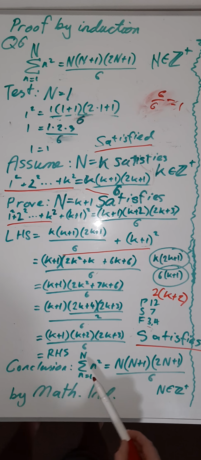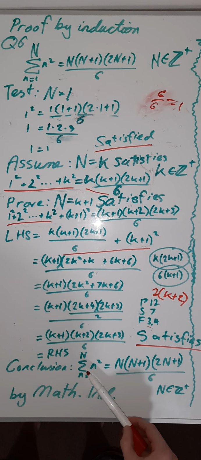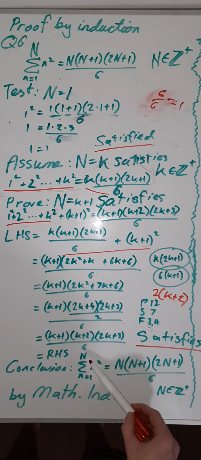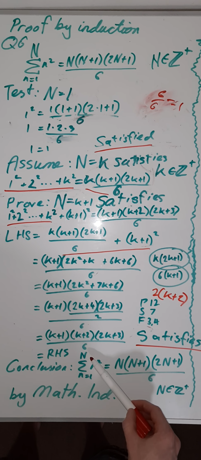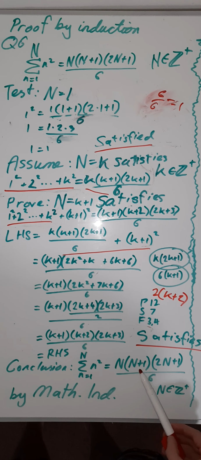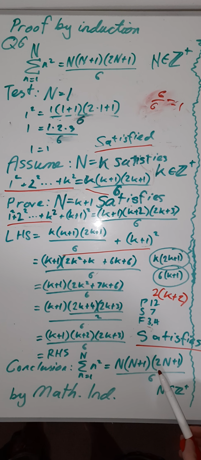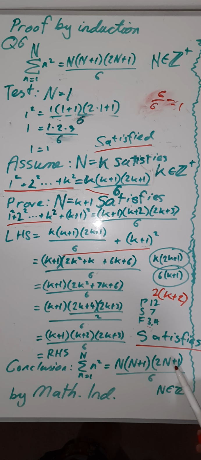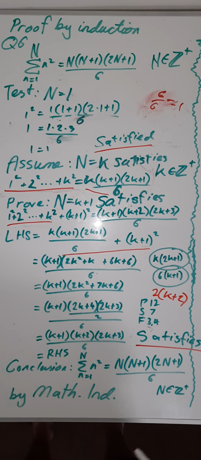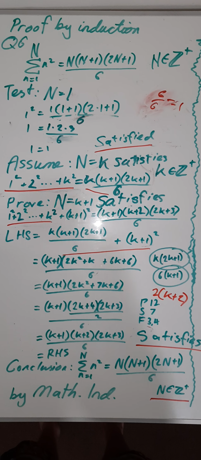So in conclusion, the sum of squares of integers from 1 to capital N, which is some number in the set of integers, is equal to capital N times capital N plus 1 times 2 times capital N plus 1, all divided by 6, by mathematical induction, in the case that n is a part of the set of positive integers.